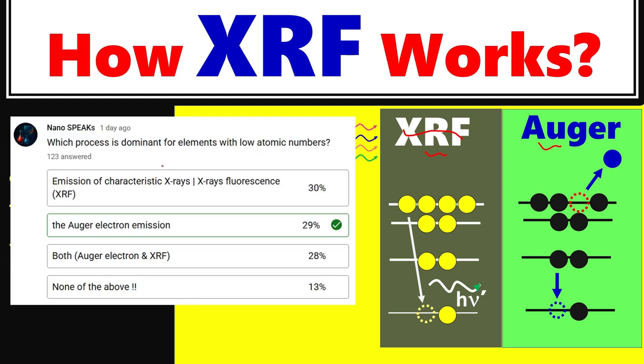I posted a similar question on the YouTube community, asking which process is dominant with low atomic number, and the correct answer is this one, Auger phenomena.